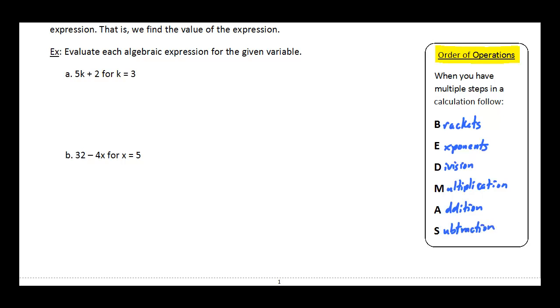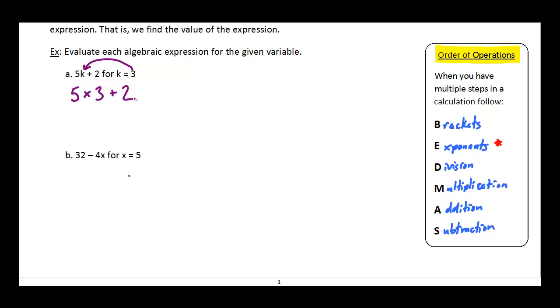Now, I'll just put a little asterisk beside exponents here because technically you're not going to do exponents this year, but you might run into them pretty soon. So it's good to know where that slots in terms of the order. Let's go back and take a look at our expression. We want to evaluate each expression for the given variable. We know we want to find what this whole expression is when k equals 3. So we take that 3 and substitute it in where we see k. So 5 times k becomes 5 times 3 plus 2.